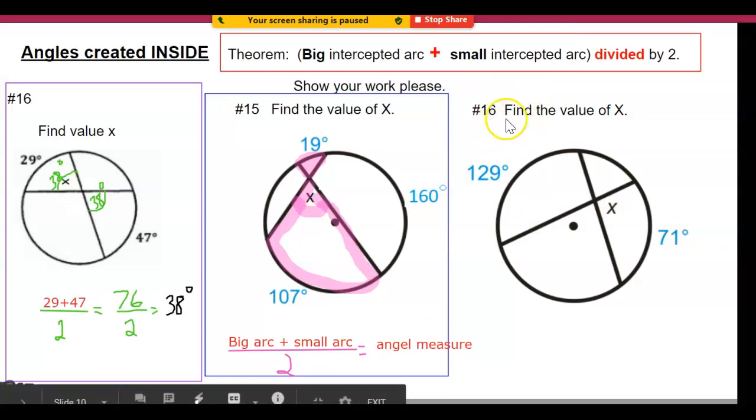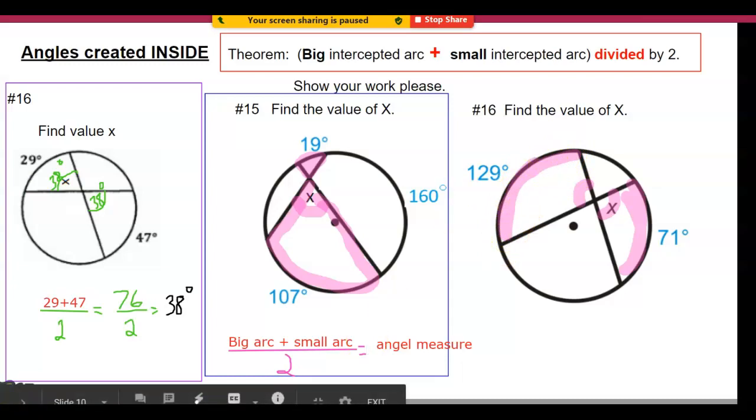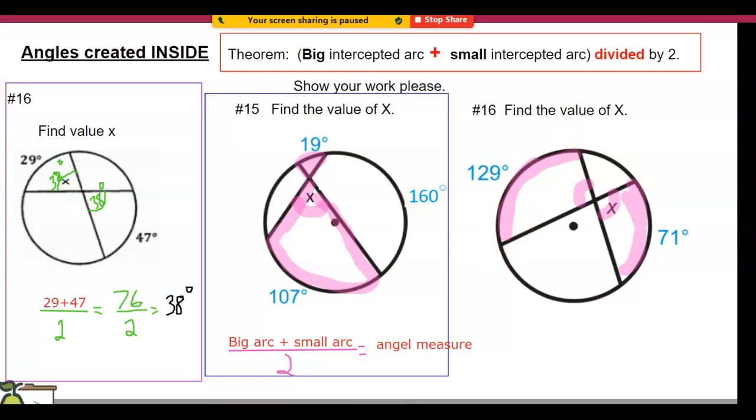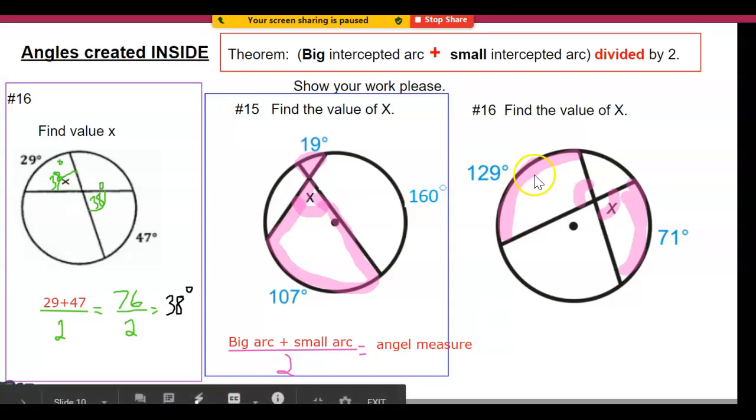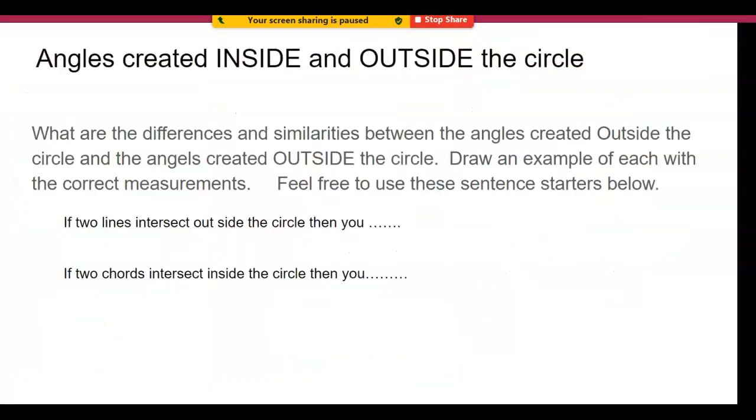Okay, so let's try number 16 next. This is the angle they want to find. Here's its vertical angle. So these are my intercepted arcs, 71 degrees and this one here, 129 degrees. So those are the 2 you would use. Go ahead and try number 16. Okay, so recap. If the lines intersect inside the circle, you're just going to add the 2 arcs and divide by 2.